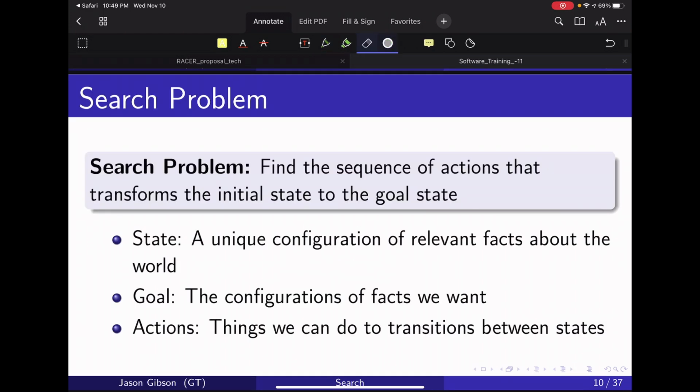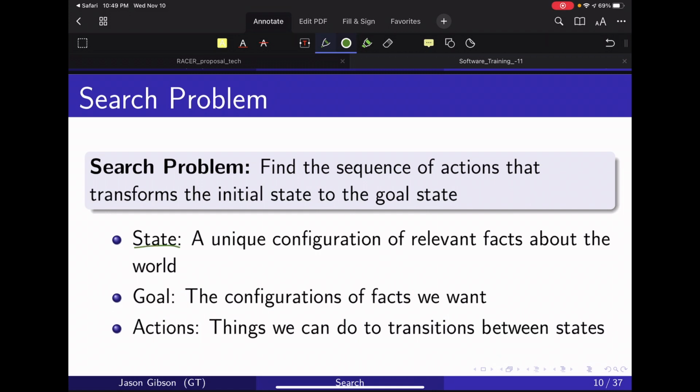Now to start off, we have this search problem, and the search problem is to find the sequence of actions that transform the initial state to the goal state. And this is a very general definition that can be applied to a lot of problems. Problems that I have used search in before are chess, autonomous driving, class scheduling, etc. There are lots of different ways you can use search.